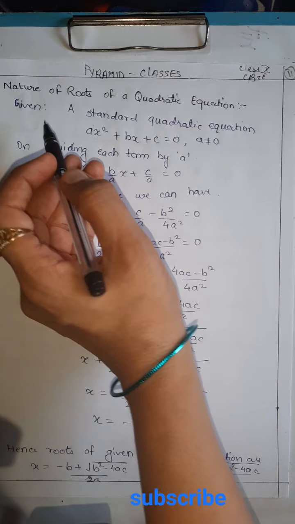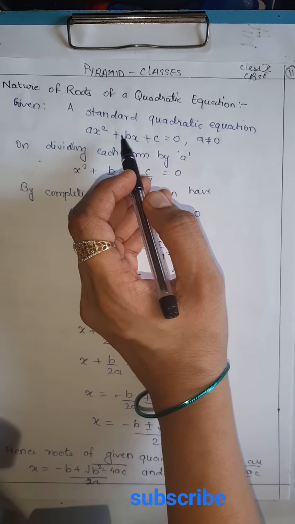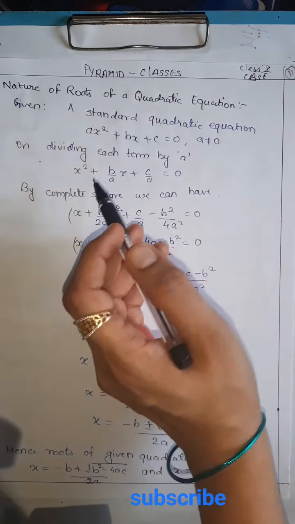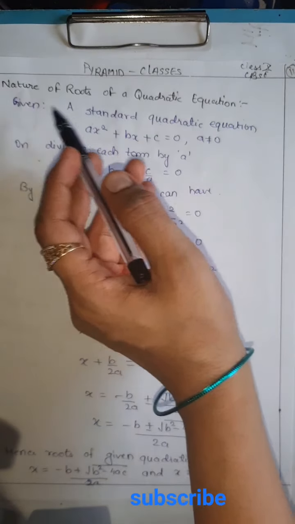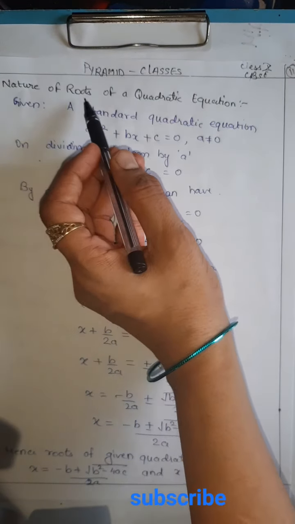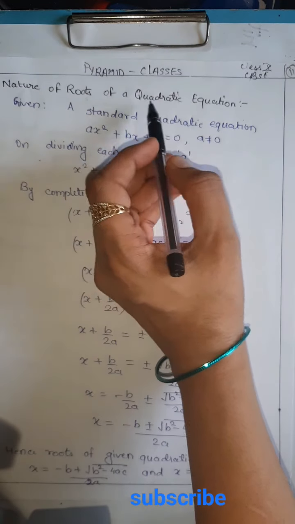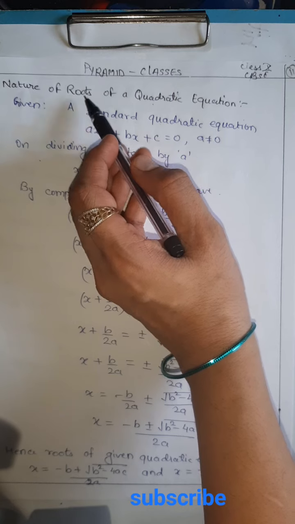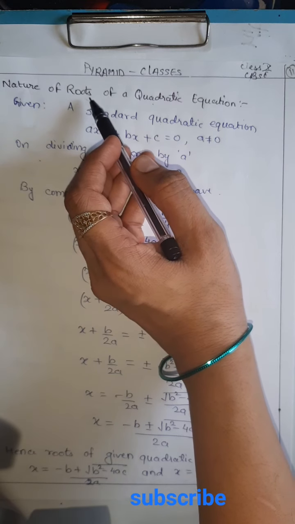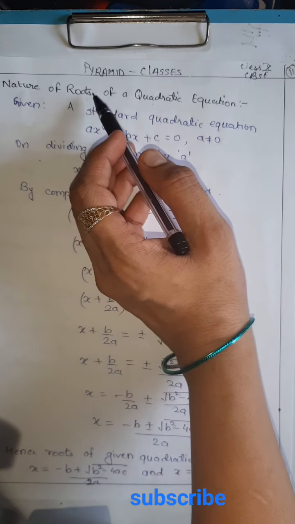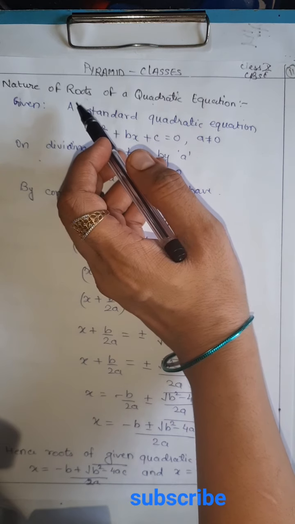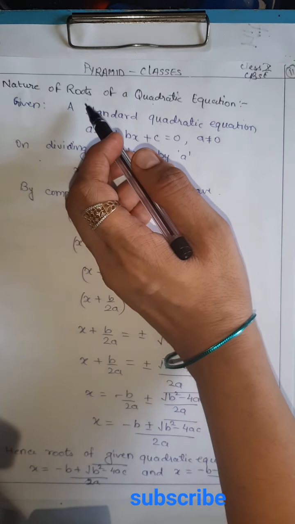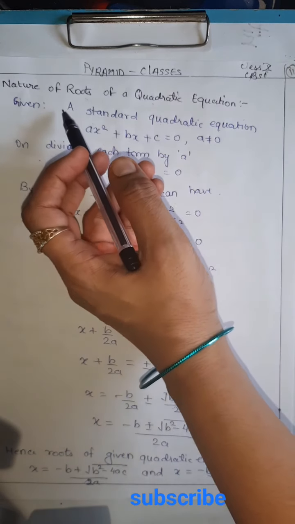Today we are going to discuss the last topic of nature of roots of a quadratic equation of class 10 CBSE maths. Let's see what the nature of the roots is. Roots means the zeros or the solution of a quadratic equation, or we can also say the value of the unknown. What is the nature of the value of the unknown? Nature means it is a value, it is a number. So which kind of number is it? Whether it is a real number or whether it is not a real number.